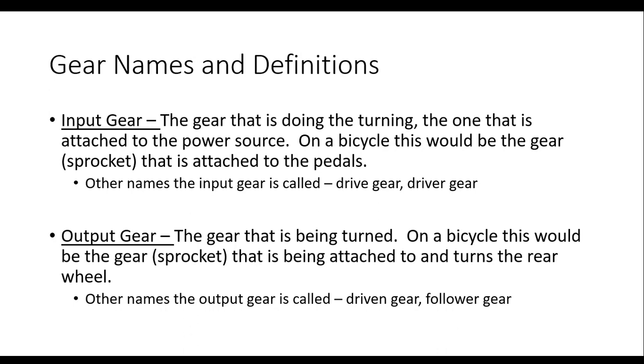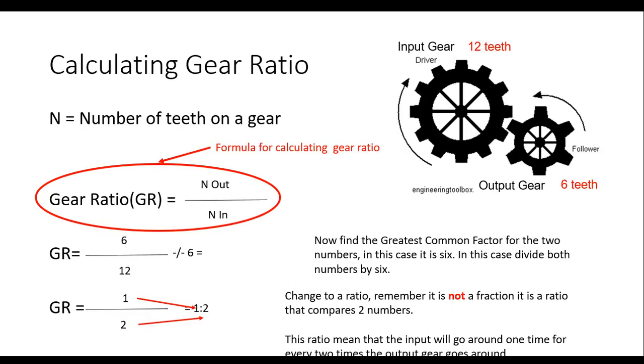The output gear is the one that's being turned, all right? In this case, it would be the gear that's attached to the rear tire of the bicycle. That's the output. It's the one being turned. This happens in a lot of different ways as we go through mechanisms, you'll see. But with this, just remember those terms. Input is the one doing the turning. Output is the one being turned.